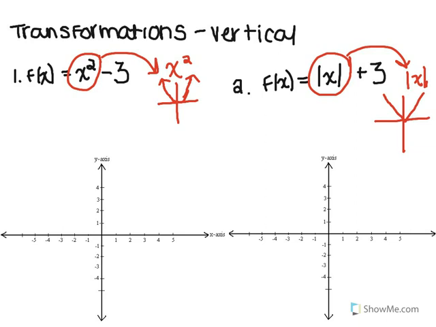So then we want to notice that both of these actually have vertical transformations, and that's because there's an addition or subtraction of a number outside the function. So right here, that minus 3, we would call it outside. And the same thing for this plus 3.